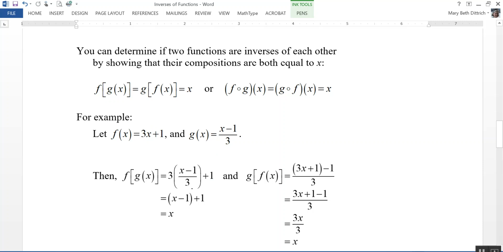And then when I simplify that, my 3's cancel. x minus 1 plus 1 is equal to just x. Same way, when I put f of x, that is 3x plus 1, into g of x for x, I have 3x plus 1 minus 1. My 1's give me 0. 3x over 3 is equal to x. So that's an algebraic way to determine that two functions are inverses of each other by showing that their compositions are both equal to x.